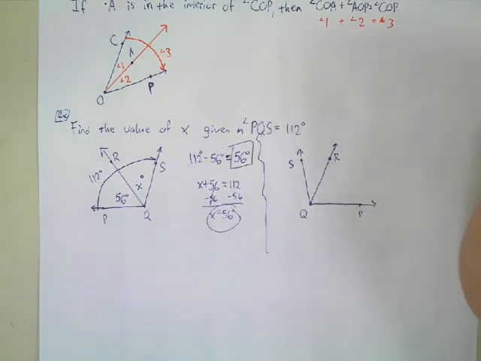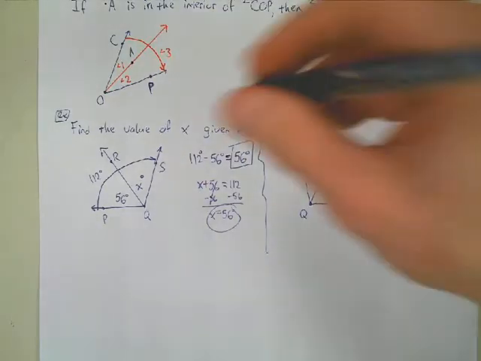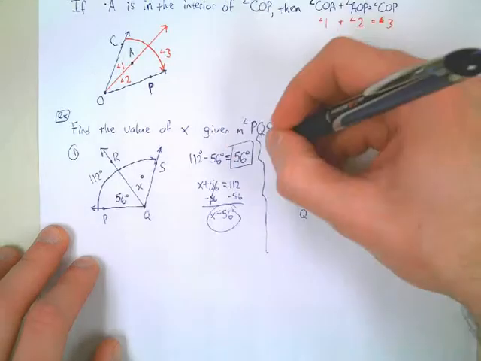Okay, so again, it's the same directions. We still want to find the value of X given the measure of angle PQS. So that was one example, and we'll do another one right here. So 1 and 2, we'll number those.